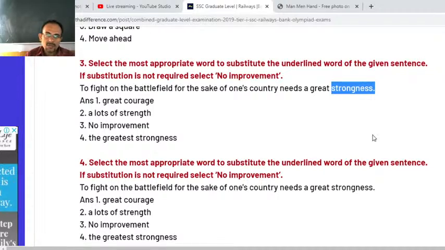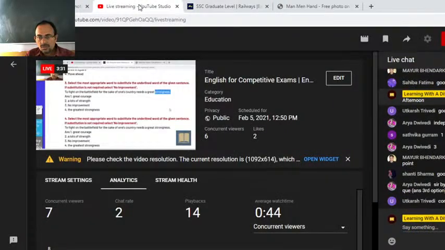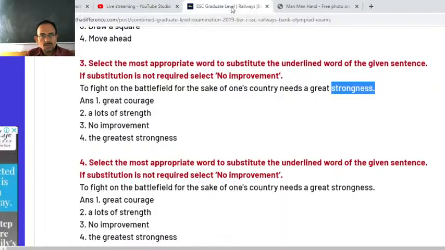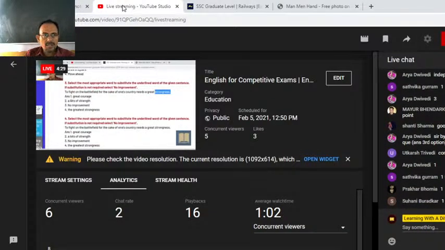To fight on the battlefield for the sake of one's country needs a great strongness. So it is courage, or lots of strength, or no improvement, or the greatest strongness. Which one do you think should be the correct answer? Yes, Sadvika, great courage. Very good.